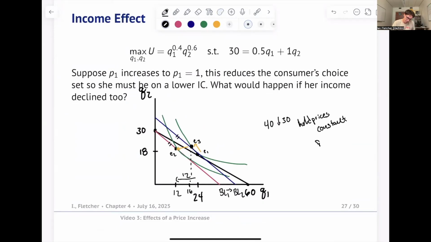From E3, our income effect is going to cause this to decline by 4. And so we're going to get this last little bit here, and we should have everything, right?